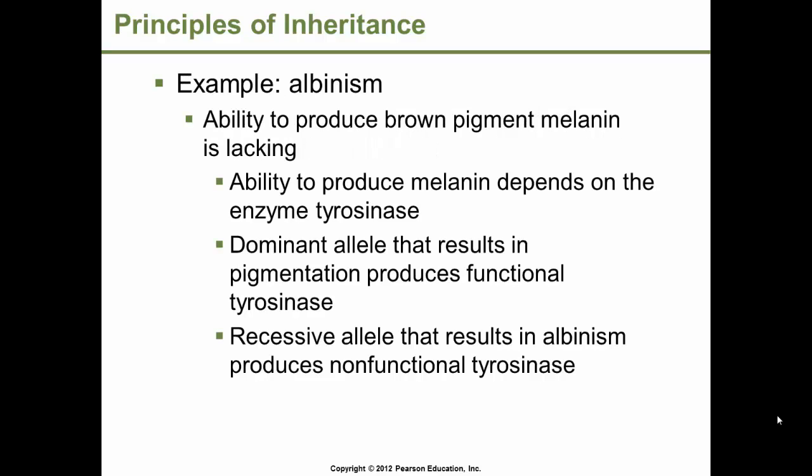An example of this is albinism. Albinism results from the lack of ability to produce the brown pigment melanin that's in our skin. The ability to produce melanin depends on a specific enzyme. The dominant allele that results in the pigmentation produces a functional enzyme, whereas the recessive allele that results in albinism produces a non-functional enzyme.